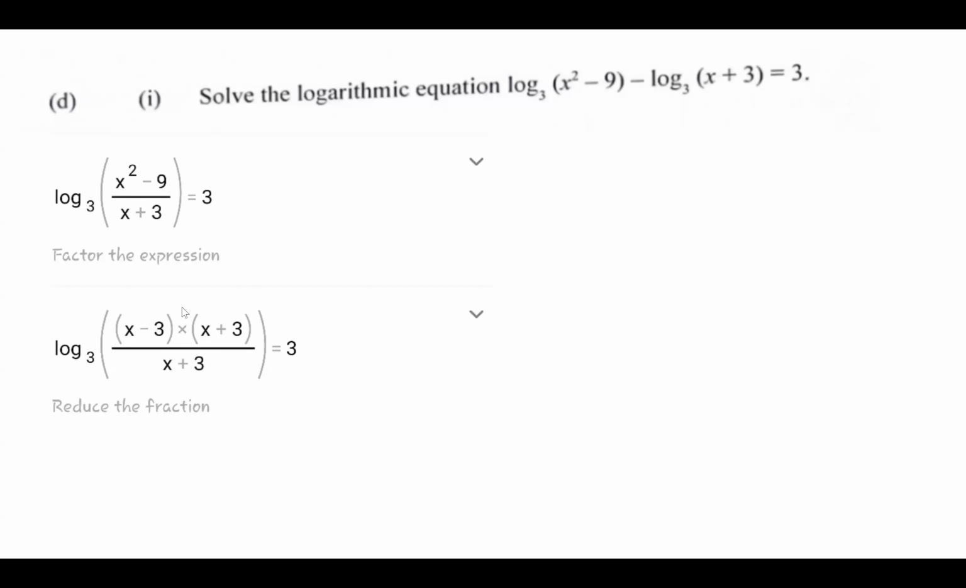Remember, originally I told you guys the first thing I saw when I saw x squared minus 9. The first thing that I realized was that this is the difference of two squares. So immediately I broke it apart to x minus 3 and x plus 3.